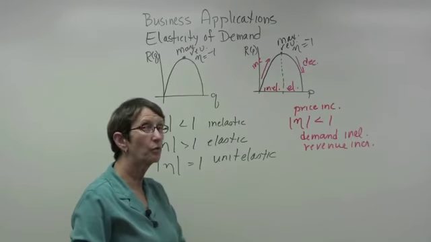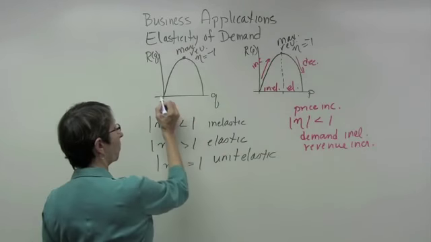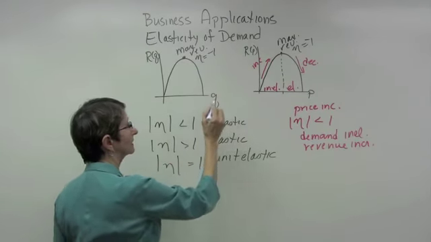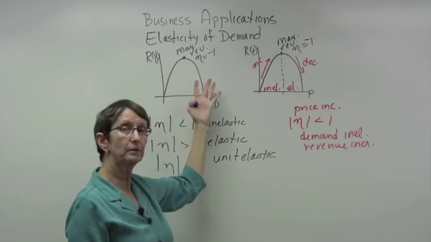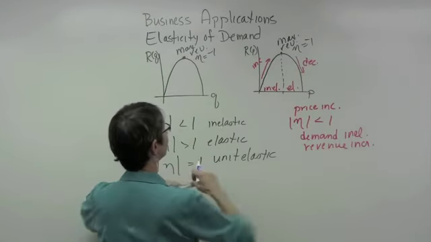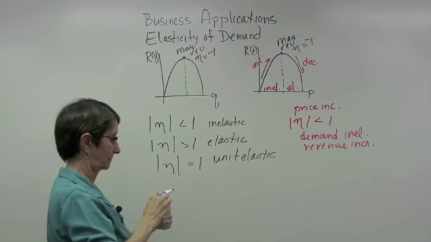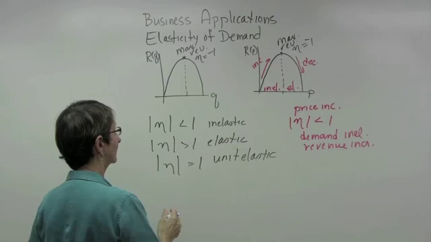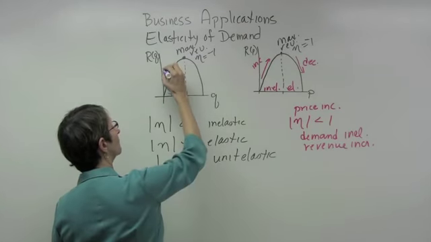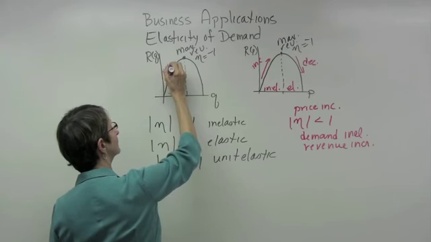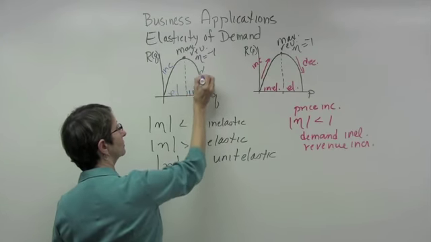Now, we're going to turn that around for quantity, because if quantity is increasing, price is decreasing, and basically everything is flipped. So we have our place in the middle where we have maximum revenue, and I have elastic when revenue is increasing, and it's inelastic when revenue is decreasing.